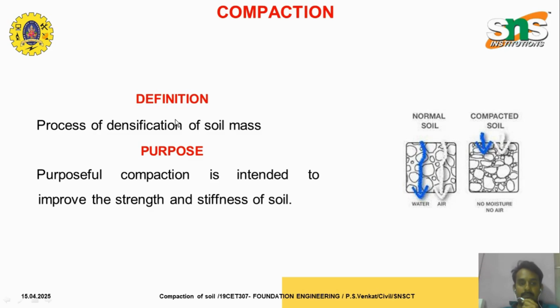So the purpose of compaction is to increase the soil strength, improve the stiffness, and reduce the settlement, thereby increasing the bearing capacity of the soil. It also reduces the permeability of the soil. So whenever we see structures like roads, embankments, pavements or foundations performing well for years, it is mostly because the soil underneath has been properly compacted.